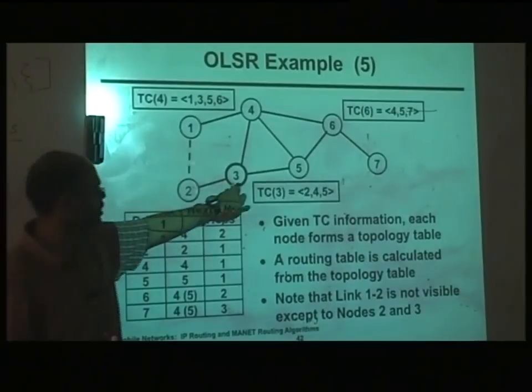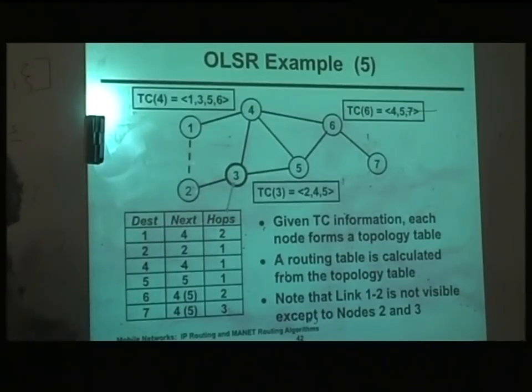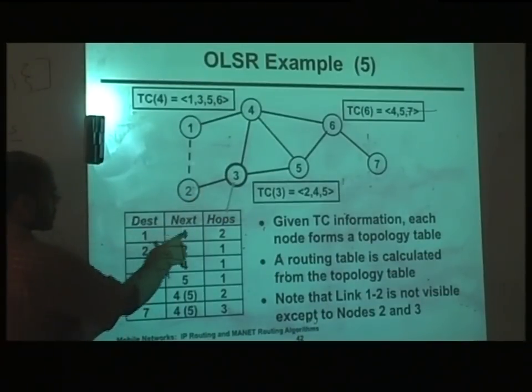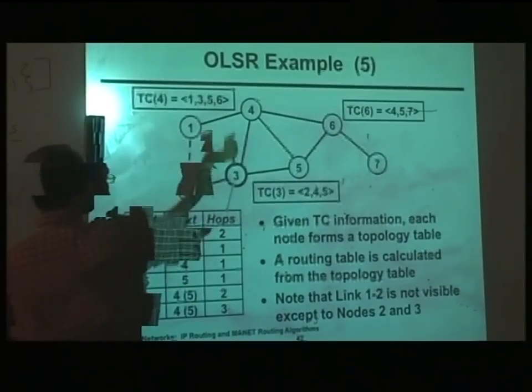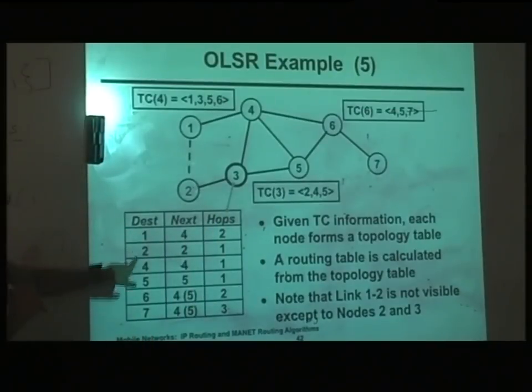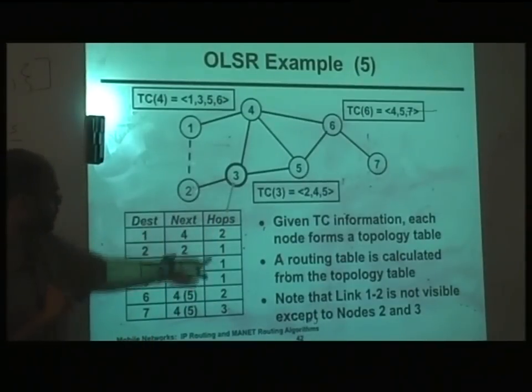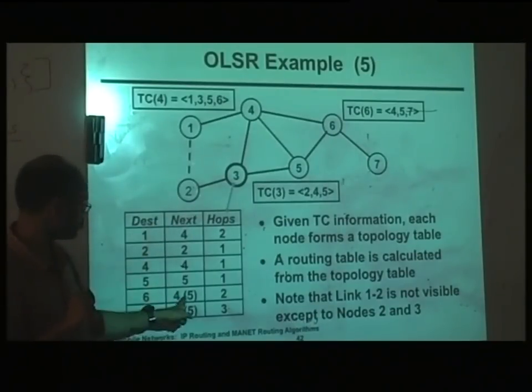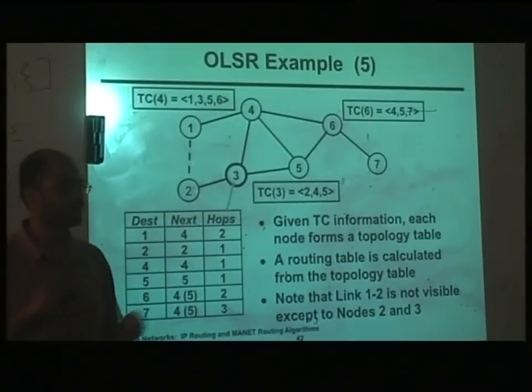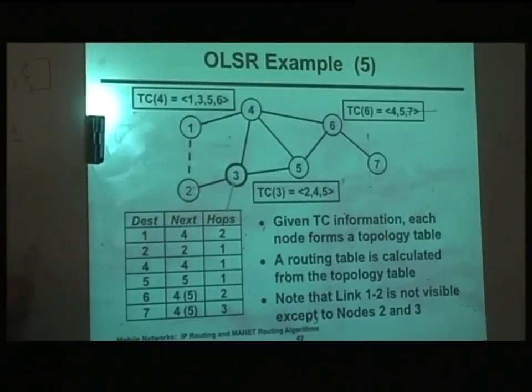So for the routing table of 3, if it wants to reach 1, it is 2 hops away. For 2, it is directly connected. For 4, it is directly connected. 5 is directly connected. For 6, it will go through 4 or 5, and it is 2 hops away. And for 7, it is through 4 or 5, and it is 3 hops. Right. So this is how every node will compute its routing table, and now you can go ahead with the route.